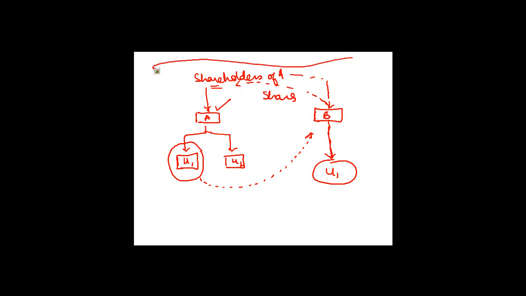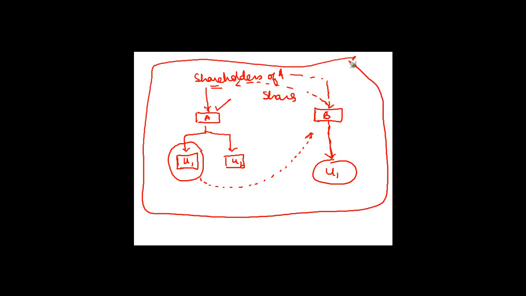This entire process is done through a court process in India. It's a court process, okay? And this process is known as demerger of unit 1. The company from which the unit goes away is known as the demerged company. The company which gets the unit is known as the resulting company.